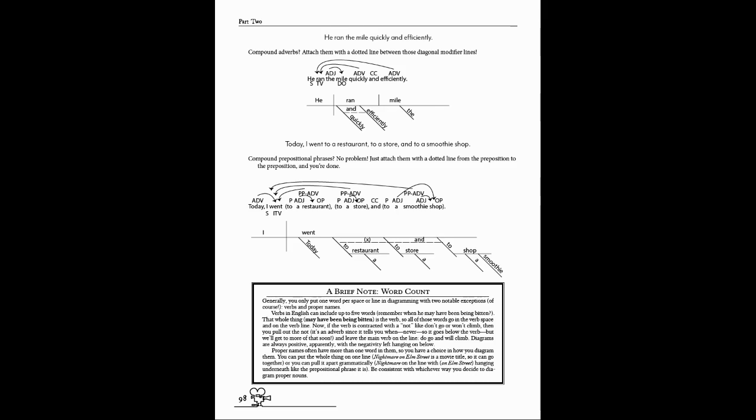Practice, practice, practice. And eventually, some of it will start to come naturally, and some of it you still will have to look up, and that's fine. But I went right to the store, or to a restaurant, to a store, and to a smoothie shop. So I went today. So that's my adverb by itself. And then these are prepositional phrases. Now, word count, generally it's one word per line unless you have a multi-word verb or you're dealing with a proper noun, or proper name, depending. Those are the 2 situations where you'd have more than one word on there.